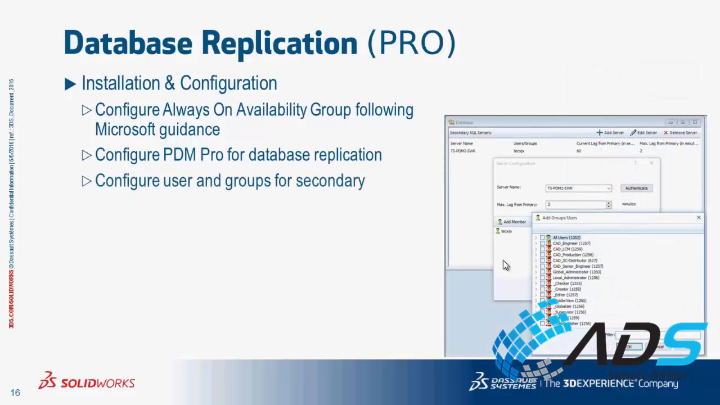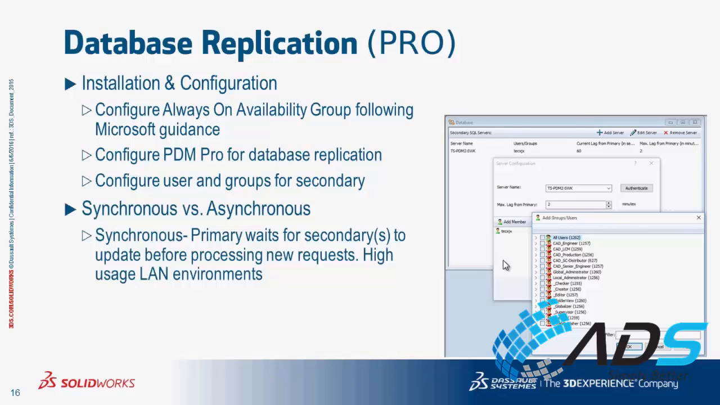And then you pick which users and groups are attached to what secondaries, and a lag time between the primary and the secondary. So in high latency environments, you might want to specify a lag time, and if the secondaries aren't updated in that time period, all the users would be automatically connected back to the primary, because there could be a network outage or a significant slowdown. So we have a lag time that will be used to manage that. There's also synchronous and asynchronous settings. So synchronous waits for the secondaries to update.